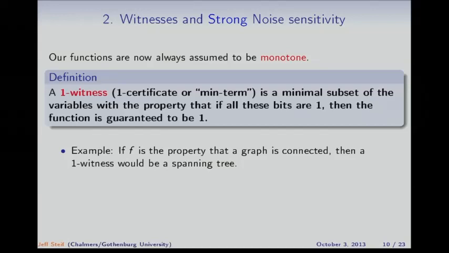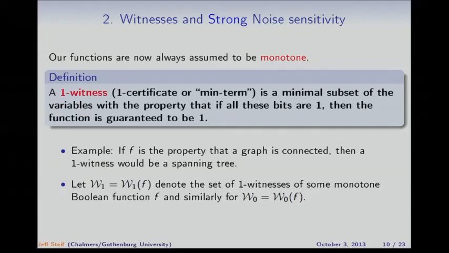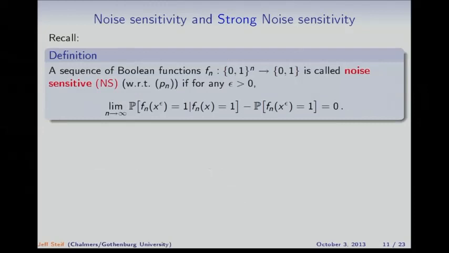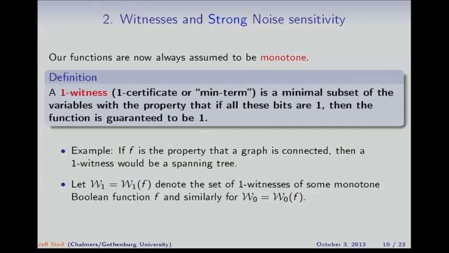So for example, if the property is that the graph is connected, what would be a one witness, a set of edges where you know the graph is connected? That would, of course, be exactly a spanning tree of the graph. That's exactly a one witness. Okay, so we let W_1 denote the set of one witnesses of some Boolean function, and similarly, W_0 will denote the set of zero witnesses. Those are the sets where, if I put 0 at those places, I would be guaranteed the function is 0.